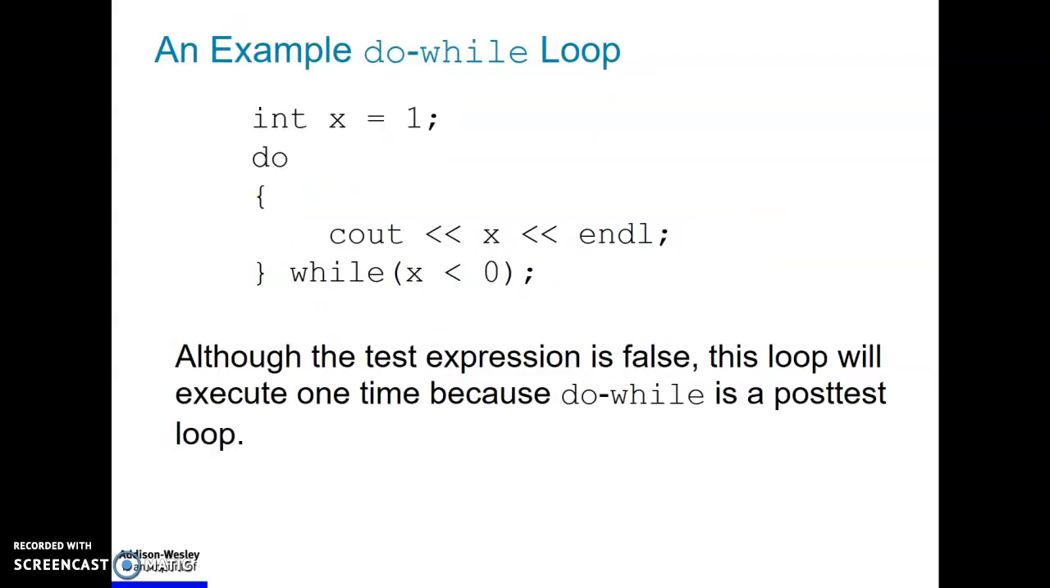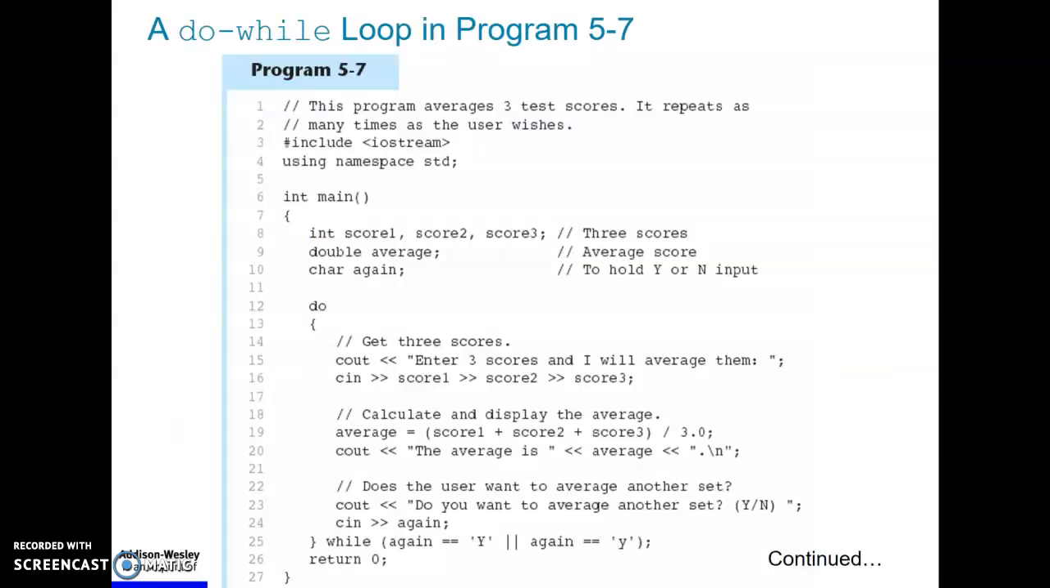So what does it look like? x is equal to 1. So it's going to do this. It's going to print out 1, and then it's going to test. So while 1 is less than 0, well, 1 is not less than 0, so that's a false statement. So it will not execute the body of the loop again. Only while the statement is still true will it execute. But it executed the body of the loop first, and then it tested to see if it should execute again.